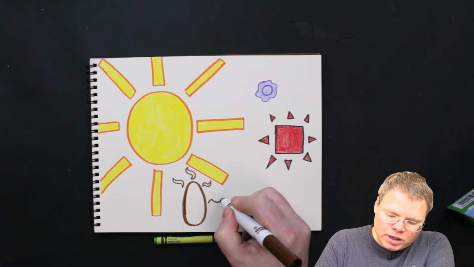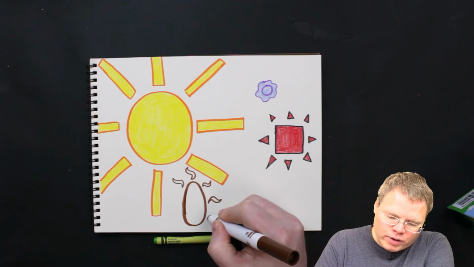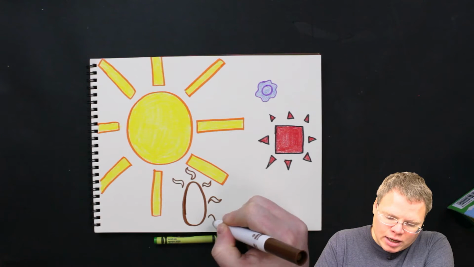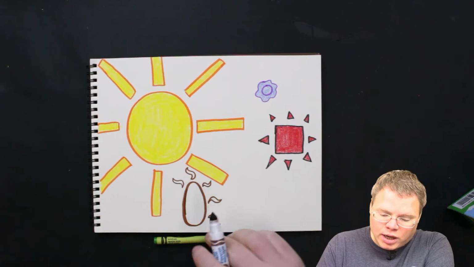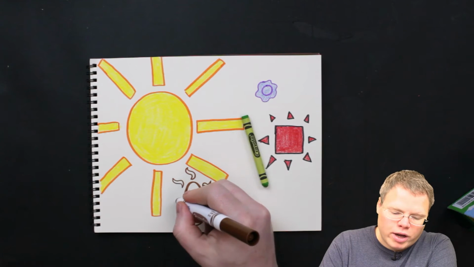And then once I'm done drawing a couple of these around the edges, I am going to color it with the green crayon.